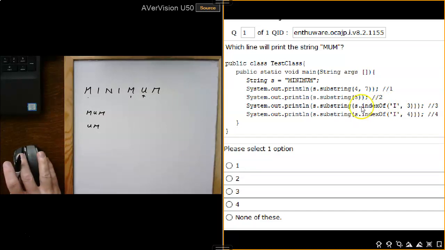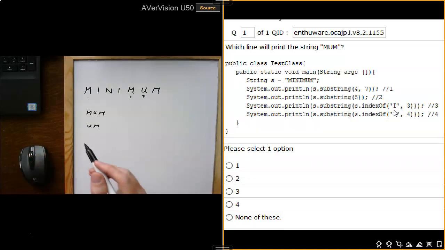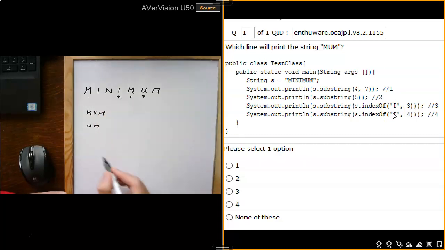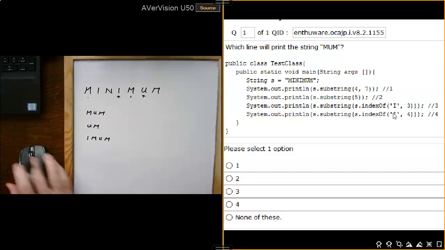So basically what you're saying here is take the substring and this is going to come back with a number, much like this one here. So it's an index of within the substring. So find I starting at index 3. That's what that means there. Find I starting at index 3. Okay, so 0, 1, 2, 3. So it does find I at index 3, so therefore it goes from there to the end because there's no second index. That's I mum for that option, number 3.